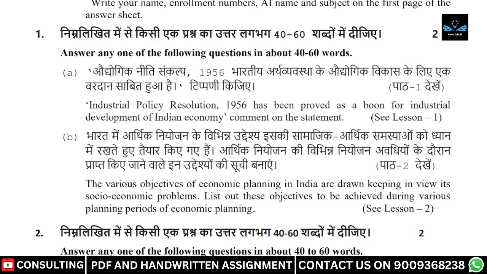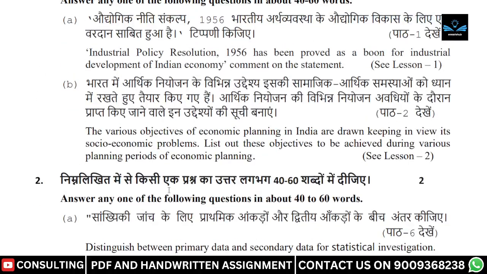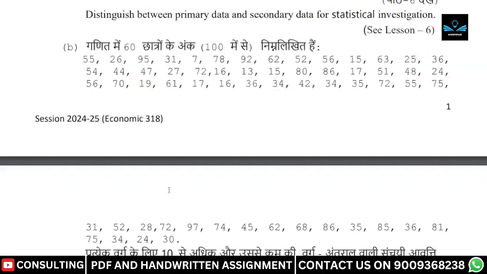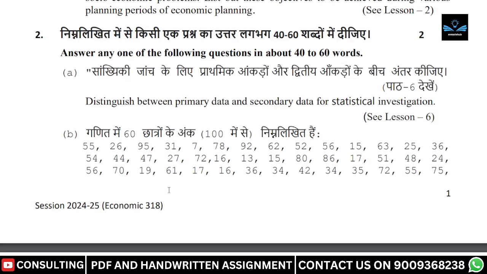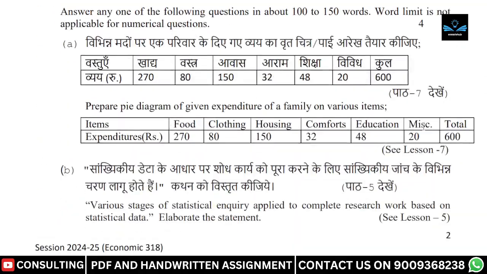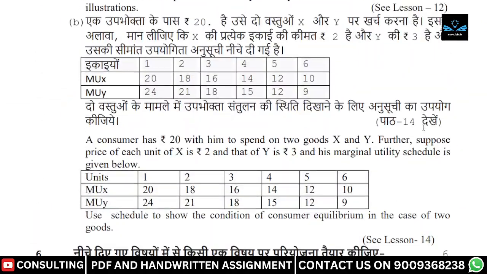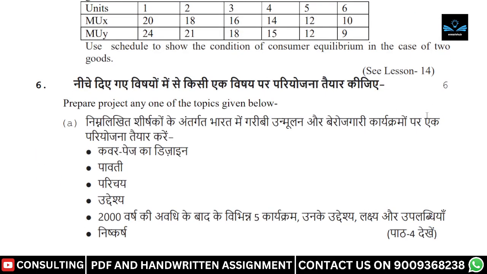Now we are discussing the subject, economics. The total number of questions in this paper is 6. Questions 1, 2, 3 are all about 40 to 60 words, and the chapters they belong to are also given in the question. Questions 4 and 5 you have to write in 100 to 150 words, and question number 6 you have to write in 500 words.